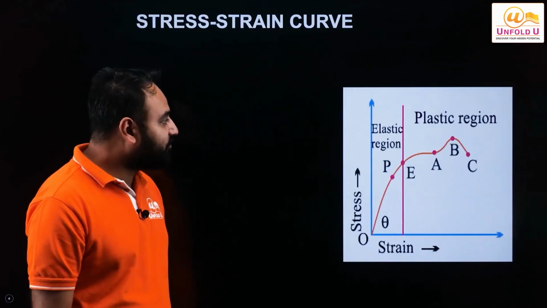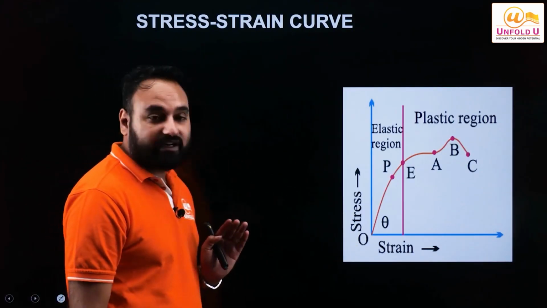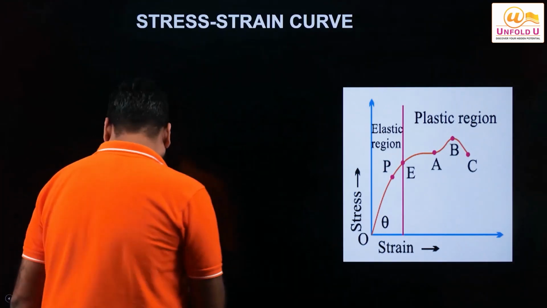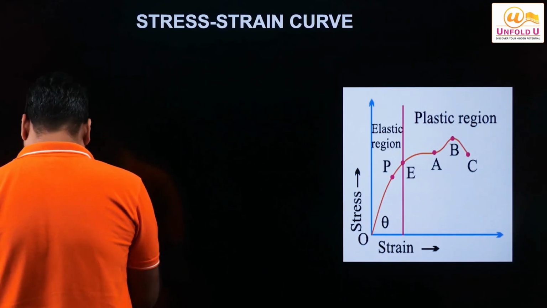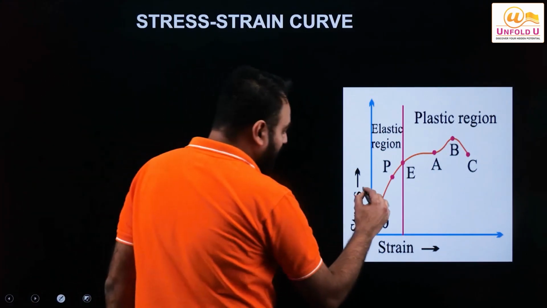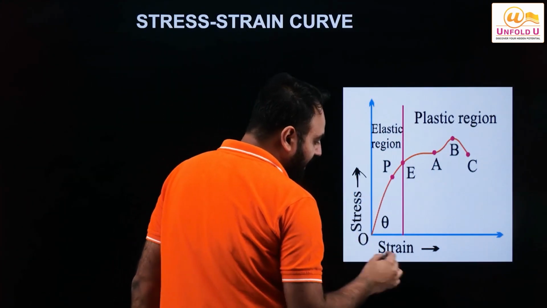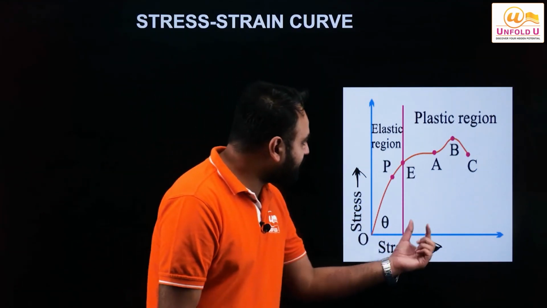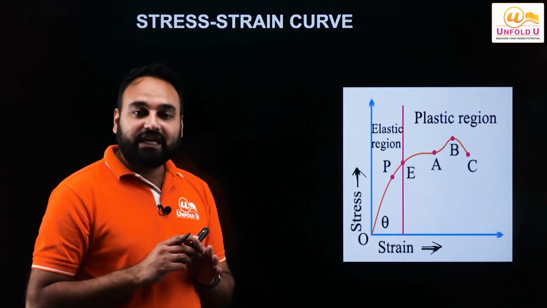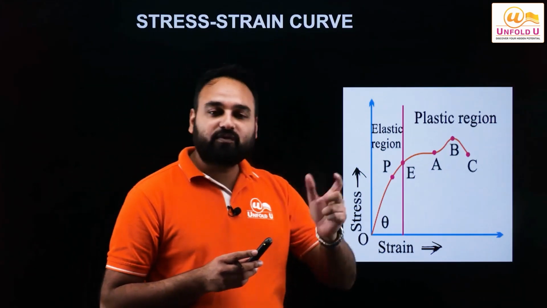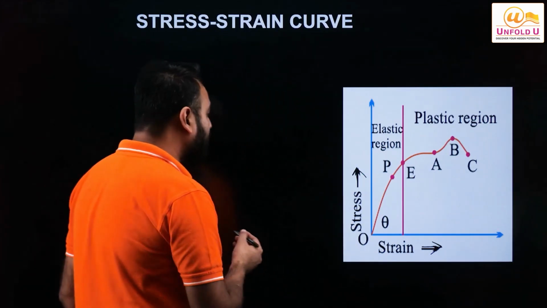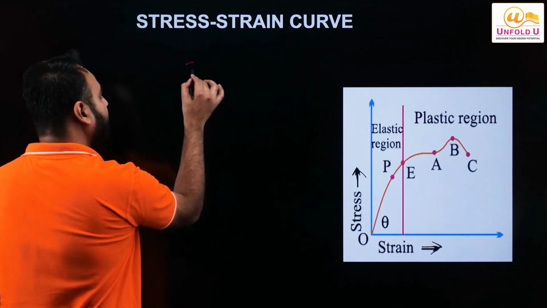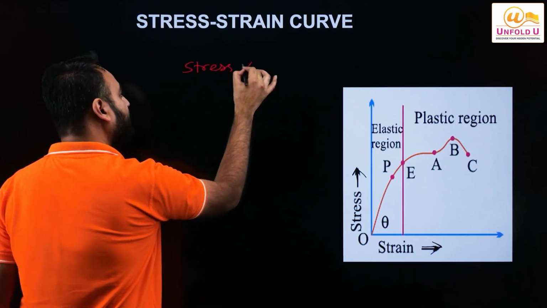Right? So let's move forward and let's see a very important curve, and that is the stress strain curve. That means here what I am doing is I am plotting stress on the y-axis and I am plotting strain on the x-axis. Right? This is the stress versus strain curve. Now we know stress and strain are directly proportional to each other. Right? As per Hooke's law, stress is proportional to strain.